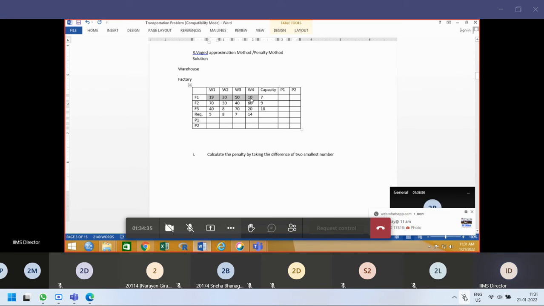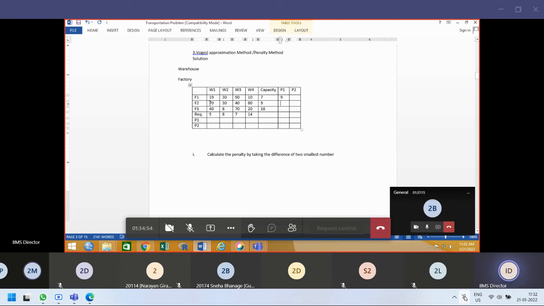Okay, now 10 is the first smallest. What is the second smallest? 19. Difference is how much? 9. 9 is the first penalty. Similarly, for the second row, what is the first smallest?